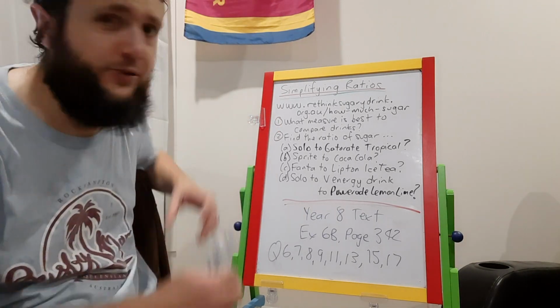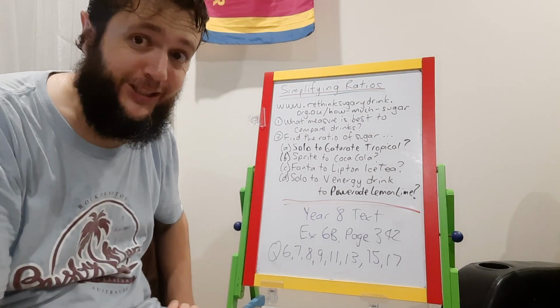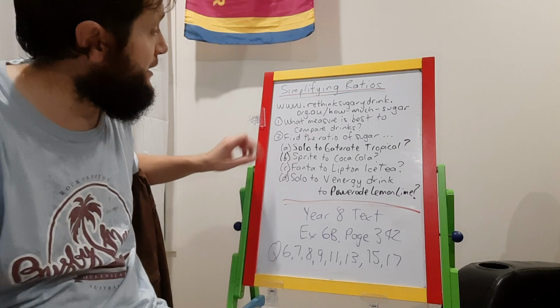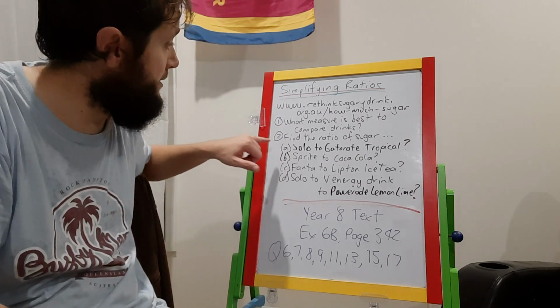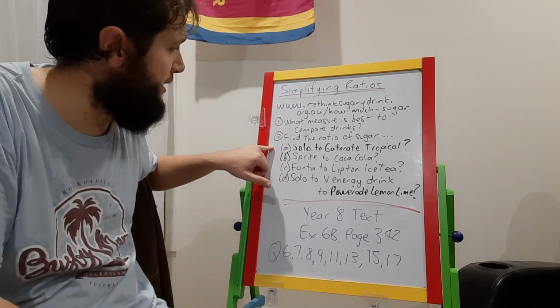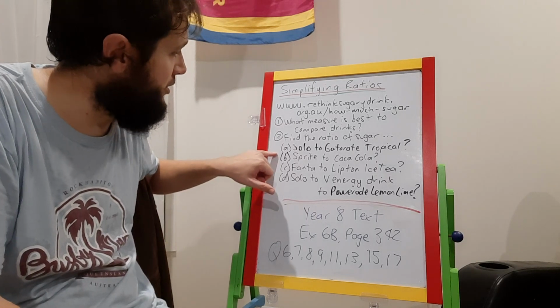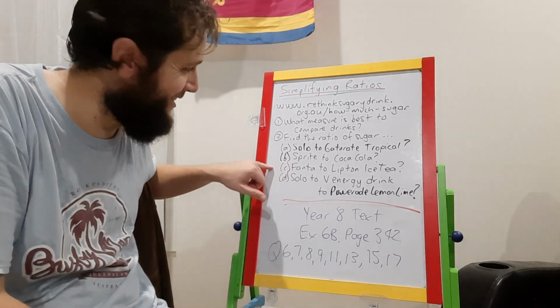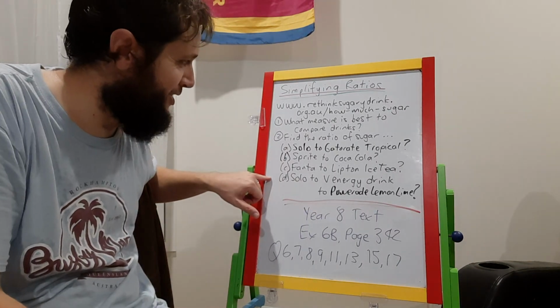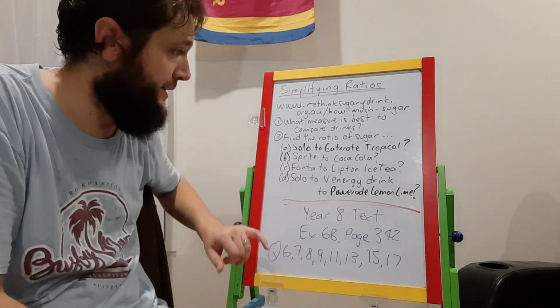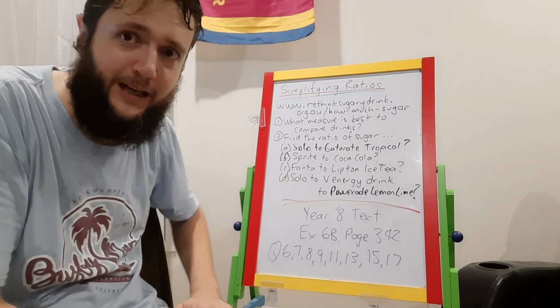So tell me, what measure is the best to compare the drinks? I want you to think about that. Then once you've done that, I want the ratio of sugar between Solo to Gatorade Tropical, Sprite to Coca-Cola, Fanta to Lipton Iced Tea, and Solo to V Energy Drink to Powerade Lemon Lime. So a 3-part ratio.